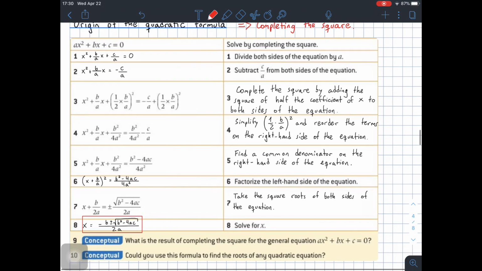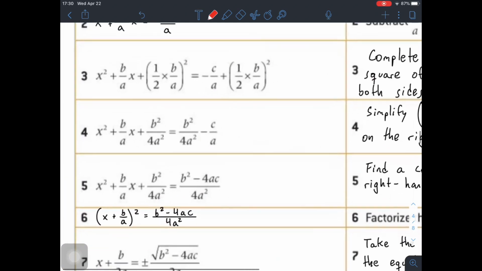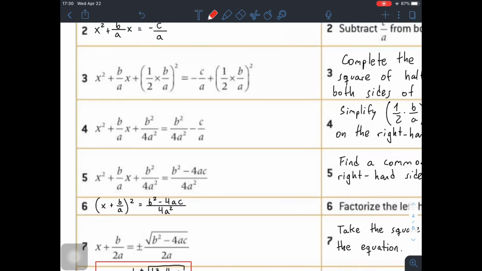Then, what is the next step? Step number 4. It says simplify 1 over 2 times b over a, squared, and reorder the terms on the right hand side of the equation. So we just simplify this and we reorder these terms.